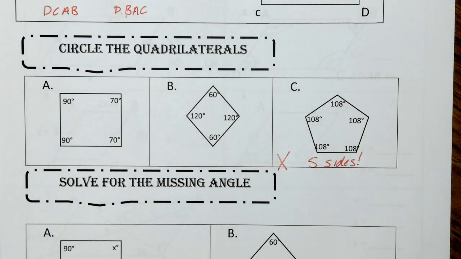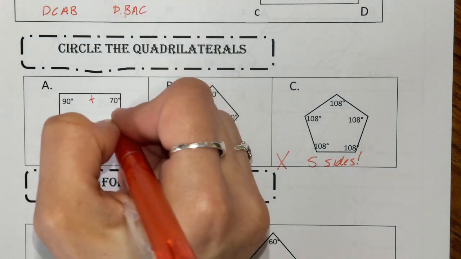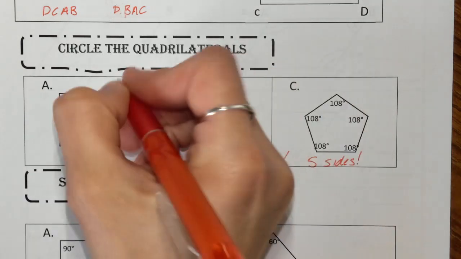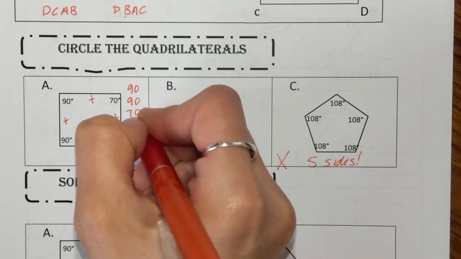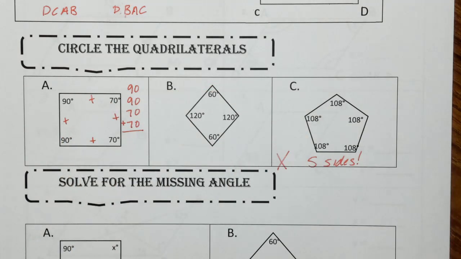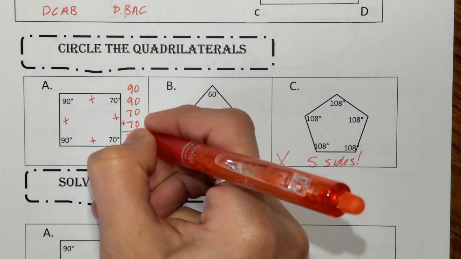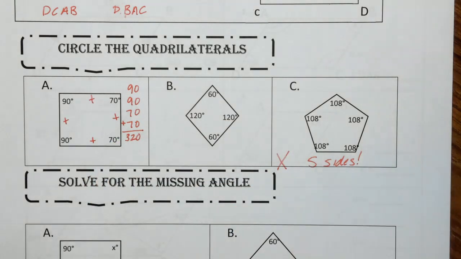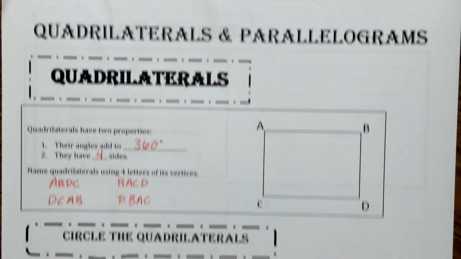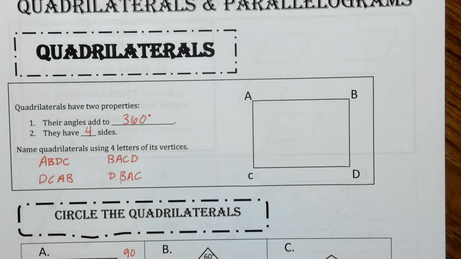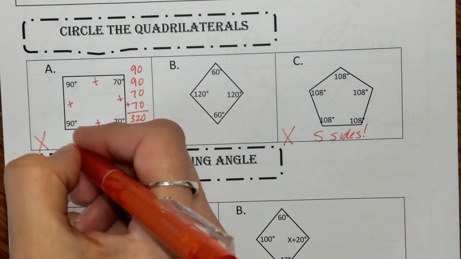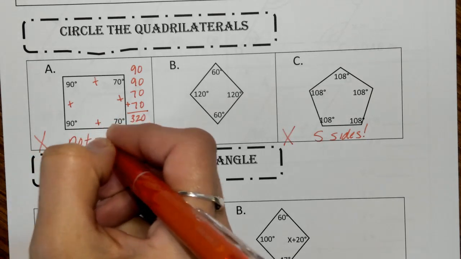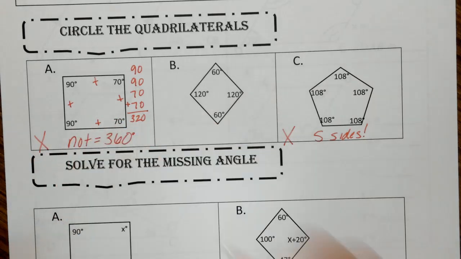Now, if we look at A, let's add all the angles up together. If we do 90 plus 90 plus 70 plus 70 and we add all of these together, we're going to wind up with 320 degrees. Remember, property number 1 up here, all angles add up to 360 degrees. This is 320, so this is not a quadrilateral. Okay, so not equal to 360 degrees.